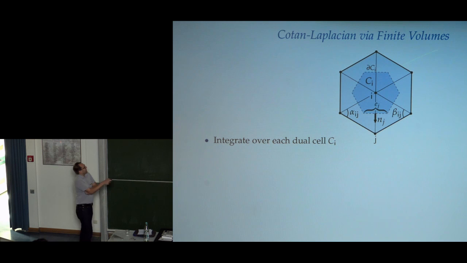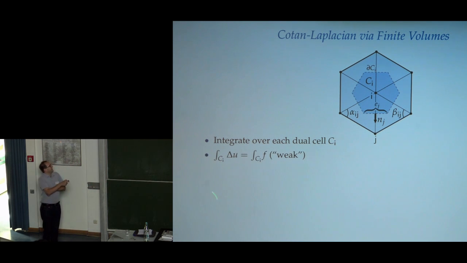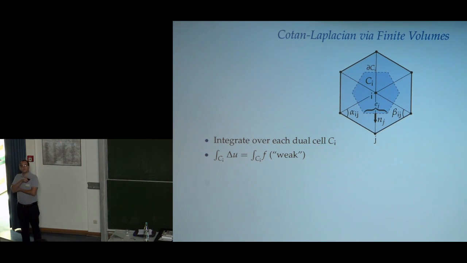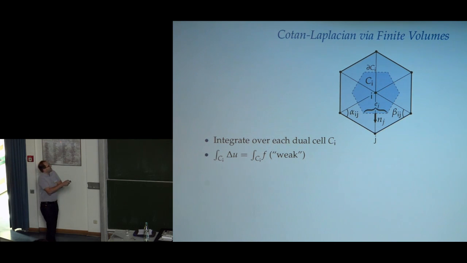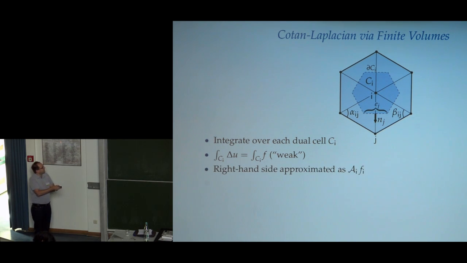So let's look at the cell here in dark blue. Let's say I want to calculate the integral of the Laplacian over this cell. I'm going to approximate the integral of the Laplacian over the cell in two different ways. The first way is to take the Laplacian at the point i and just assume that the Laplacian is constant over this entire cell. So the integral of the Laplacian over the cell is roughly just the area of this cell times the value at the center. That's just the area times the value at the vertex.